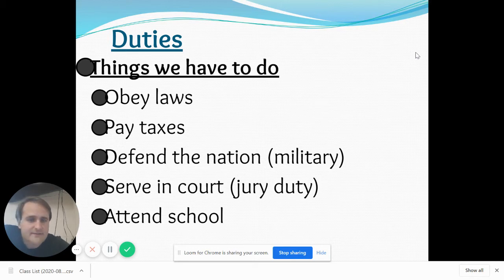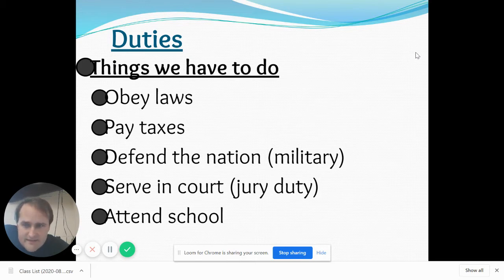Registering for the draft, generally a responsibility, or a duty rather. They're using terms interchangeably again, but generally a duty we associate with being an 18-year-old male, and you can be called up to, I want to say 27 years old, you can be called for the military. We haven't done that in nearly 50 years now, but it's there. We have to serve on a jury.